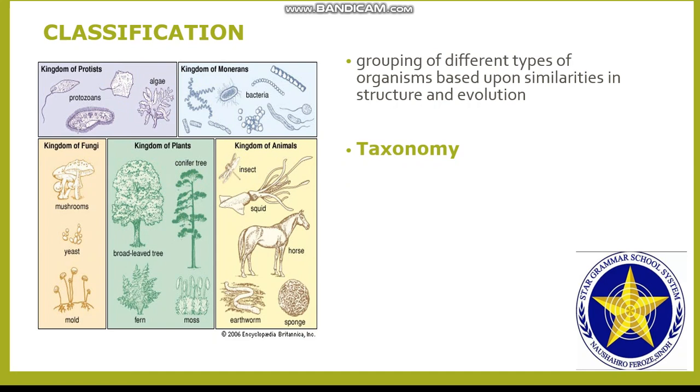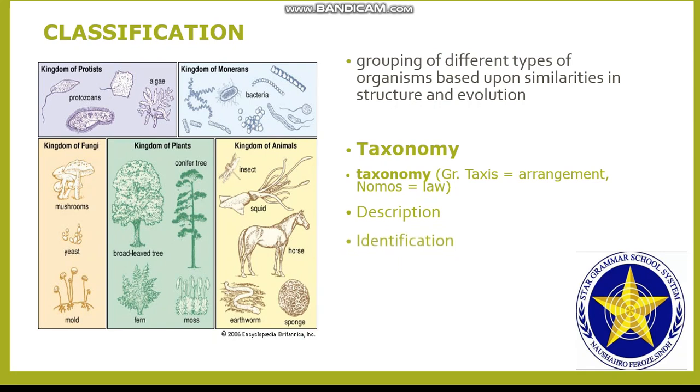And the science of classification is called taxonomy. If we break the term, taxis means arrangement, and nomos means law. It deals with the laws of arrangement or classification. It is the study of description, identification, naming and classification of organisms. Taxonomy covers all these areas of classification.